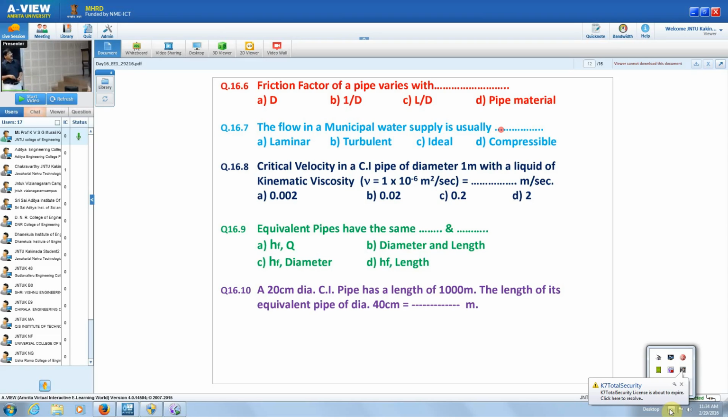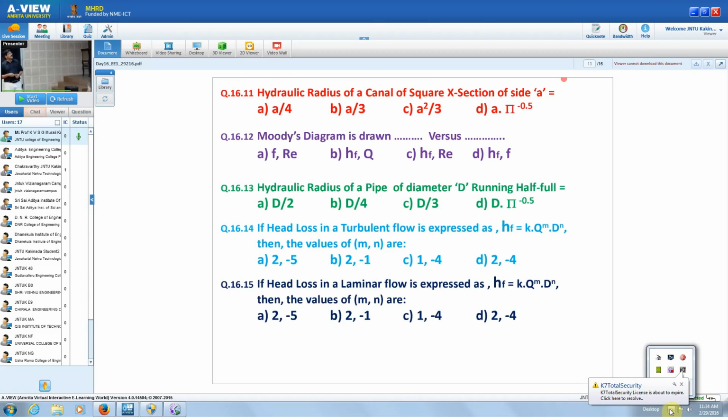16.8: Critical velocity in a CI pipe of diameter 1 meter with a liquid of kinematic viscosity so much is equal to dash meter per second. Next, equivalent pipes have the same dash and dash. 16.10: A 20 centimeter CI pipe has a length of 1000 meters. The length of its equivalent pipe of diameter 40 centimeters is equal to dash. Next, hydraulic radius of a canal of square cross section of side A is equal to dash.